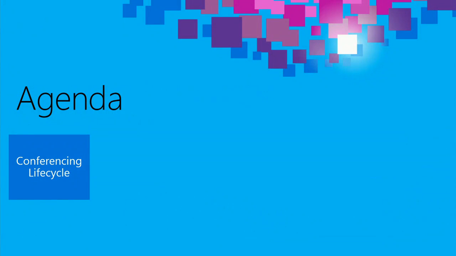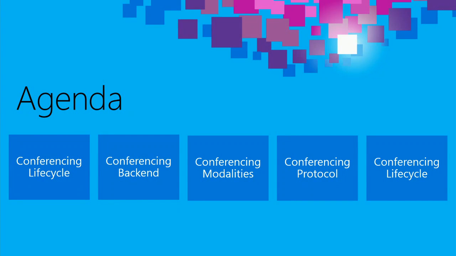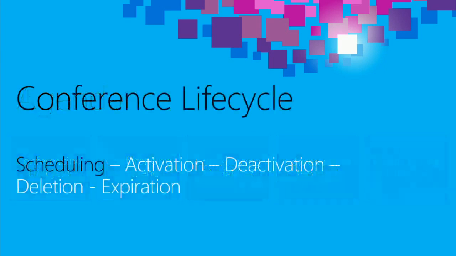So the agenda is going to be conferencing lifecycle, and this session is going to be like a meeting in Skype for Business. So we're going to start with the scheduling and end with the end. That's good, right? So we got some conferencing lifecycle, conferencing backend, modalities, protocol, and then some more lifecycle at the end. It's supposed to be a level 400, but I'm going to mix between 300 and 400. You're going to see some log files that might be hard to understand, and that might be 400, but I'm going to try to explain them, so that might be 300.